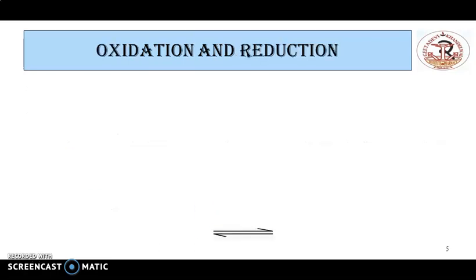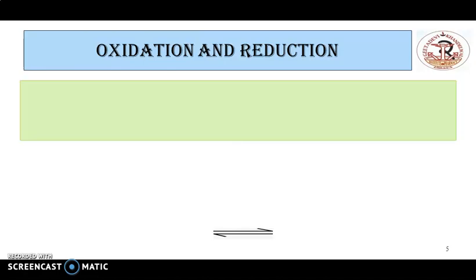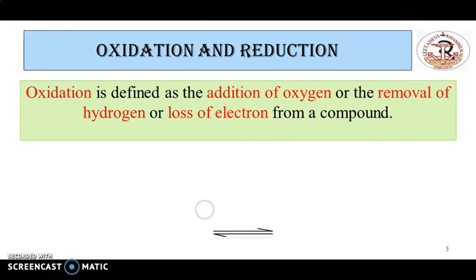So first of all, we must discuss what is oxidation and what is reduction. First of all, we discuss oxidation. Oxidation is the reaction in which the addition of oxygen or the removal of hydrogen or the loss of electron takes place from a compound. This reaction is called the oxidation reaction.